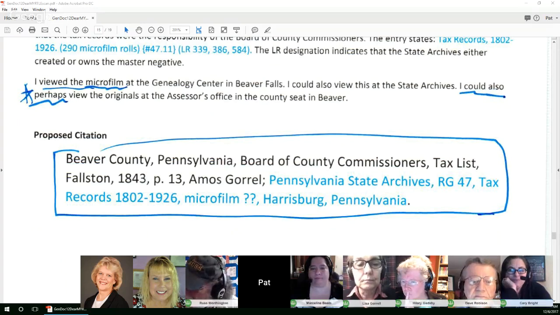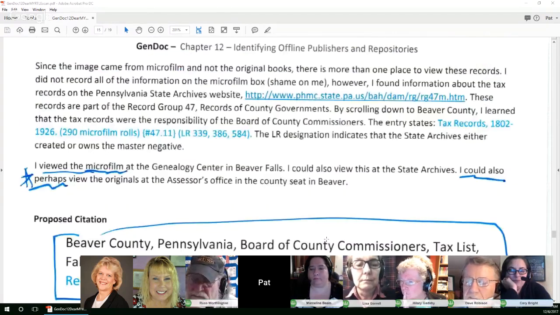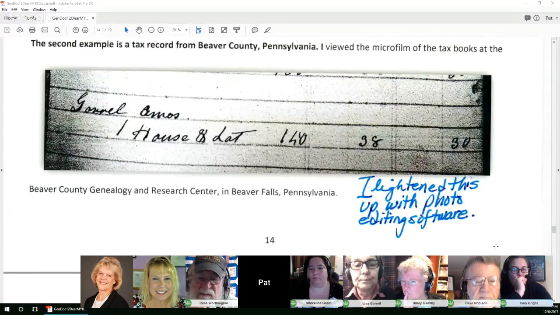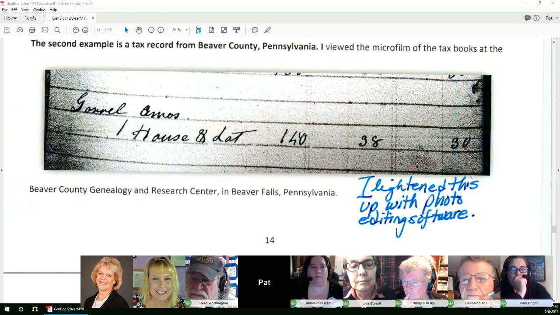One other thing to tell you all, well, two actually. Number one, I fessed up to lightening up this photo with the photo editing software that's part of Microsoft Word, because when I first printed out the page, this was so dark that it was basically unreadable. I could read it better on my screen. So I lightened it up.